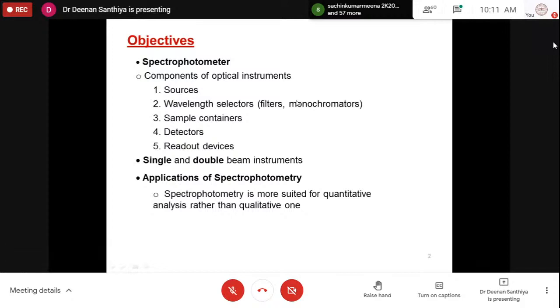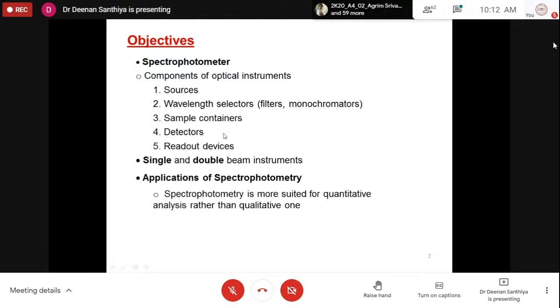A particular portion of the radiation. For that, filters are used. Those filters are called wavelength selectors. Okay. The sample containers. Since we are dealing with solutions, the sample containers are very important to hold the solution. Details about the sample containers, the shape of the sample containers, and which material it is made of, all those things we are going to discuss here. And the detector to detect the signal from the emitted light, and readout devices, printout devices and all these things.